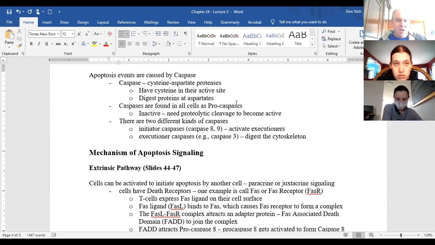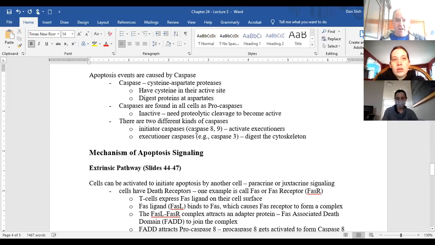Okay, so there's two different kinds of caspases, and you get kind of like a cascade activation of caspases. You've got initiator caspases that get activated by some mechanism, and then those initiator caspases go out and activate the executioner caspases. Our most important executioner caspase is caspase 3. You'll see all our pathways lead to caspase 3, and it's the one that does most of the work of breaking down the cell.